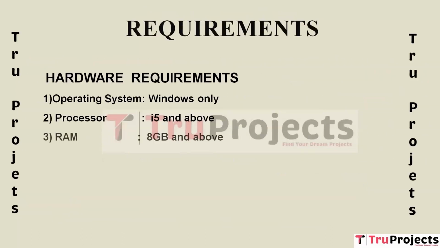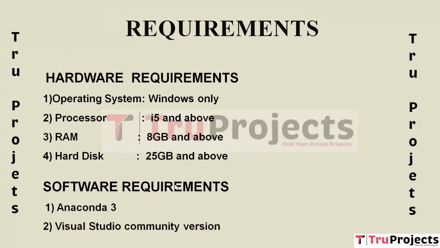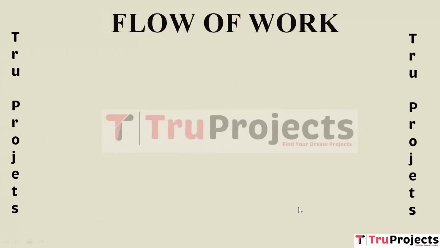Requirements. In the requirements, we have hardware requirements, in which we have operating system of Windows, processor of i5 and above, RAM of 8GB and above, hard disk of 25GB and above. Software requirements, in which we have Anaconda 3 and Visual Studio Community version. Flow of work. To implement this project, we have designed the following modules.